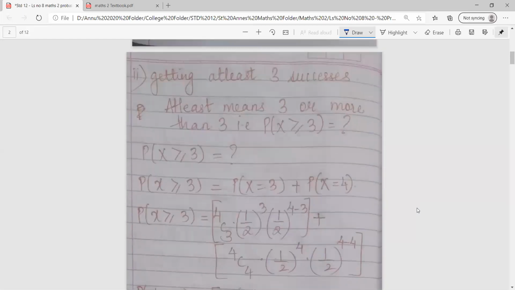Coming to the second part, getting at least 3 successes. Now at least means minimum or more than 3. Simple भाषा में at least हमेशा याद रखना. In order to pass a 100 marks exam, what is the minimum marks you require? 35. 35 या 35 से ज्यादा. So basically at least का मतलब है the 35 marks.